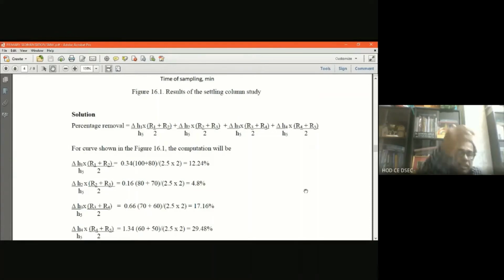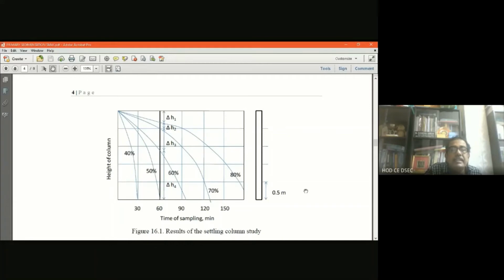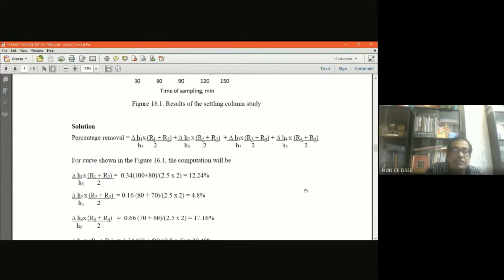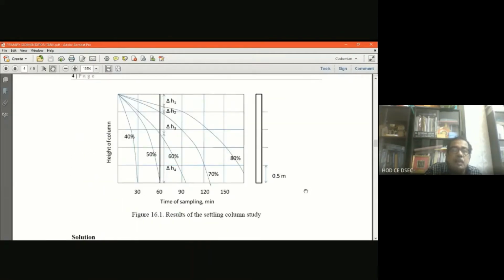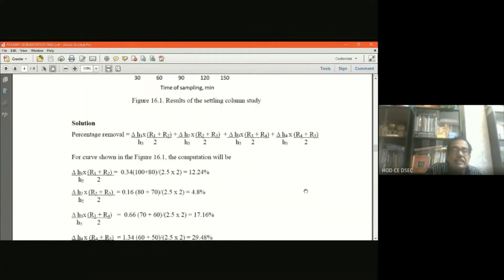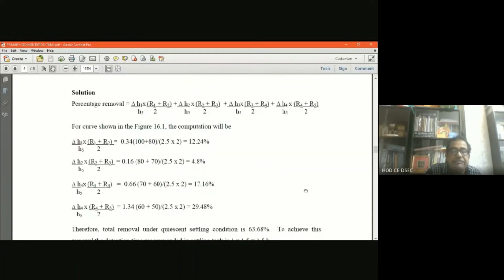Now go to the case of delta H3. What is delta H3? Delta H3 is more than 0.5. So 0.5 plus 0.16, so 0.66 has been found. That means in one slot 0.5 and in another slot 0.16 is covered. So the 0.66 covers 70 and 60, so you have to take the average between 70 and 60.